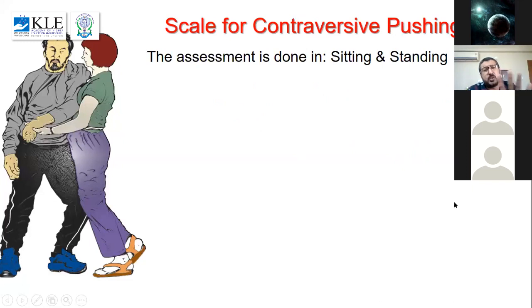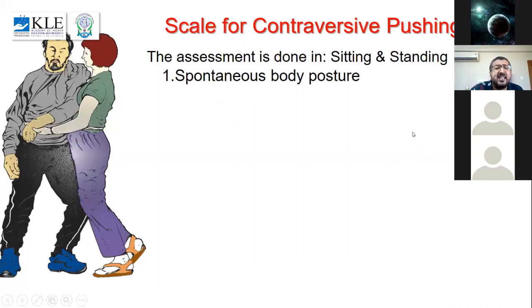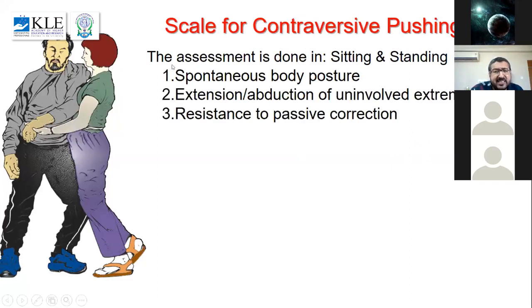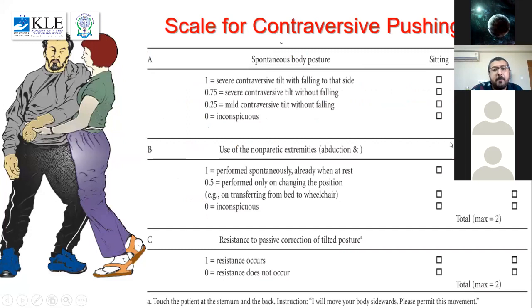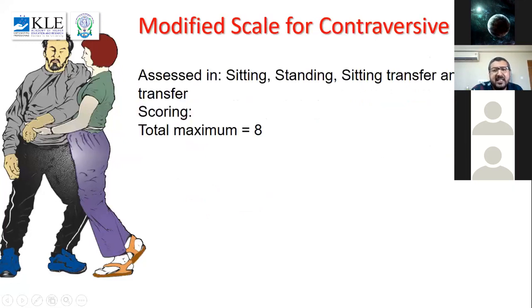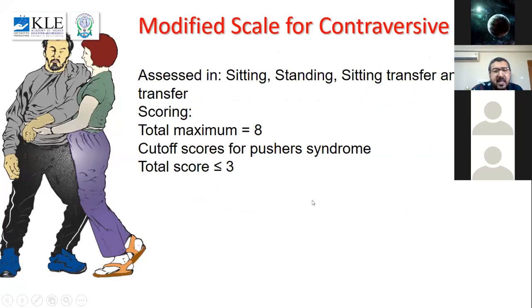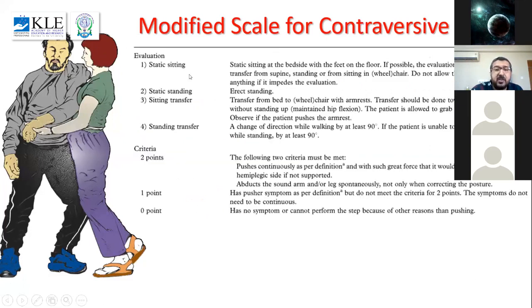Anyway, the oldest one was developed by Karnath way back in the late 1990s and early 2000s, and it assesses the patient sitting and standing. The three components it assesses are the spontaneous body posture, how they are sitting and standing, then whether they use the upper extremity for pushing, and how strongly they are pushing, and the resistance to passive correction. So the maximum score is 6, cutoff is 0, sensitivity is 64.7, which is low, specificity is good. And this is how the scale is. The modified version added some transition scores, the score has gone up, and the cutoff is less than or equal to 3. So that's how it is.